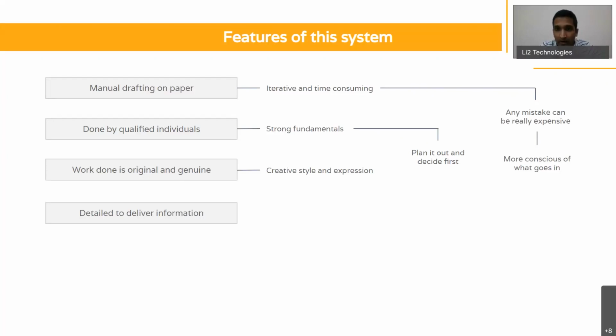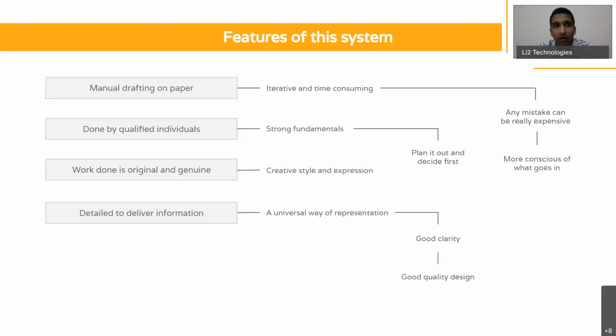The idea behind 2D drawings in those times was primarily to deliver information. If I have to make a drawing and if I have to tell you what it is, I have to make sure that the drawing has all the details that you possibly may have doubts on. So it was a lot more detailed. It had to be in such a way that it delivers information.